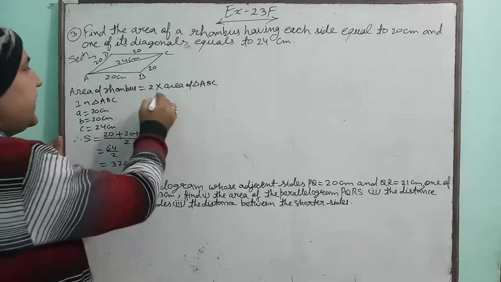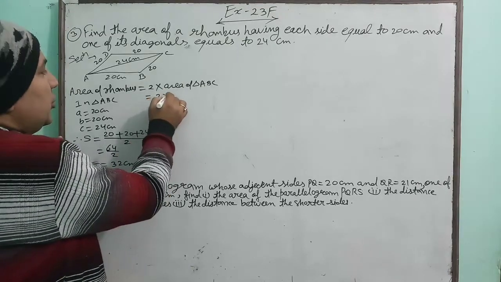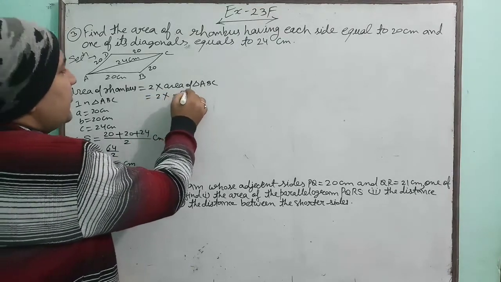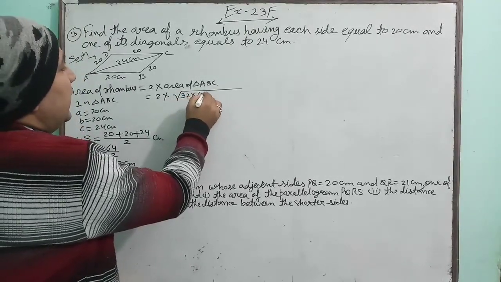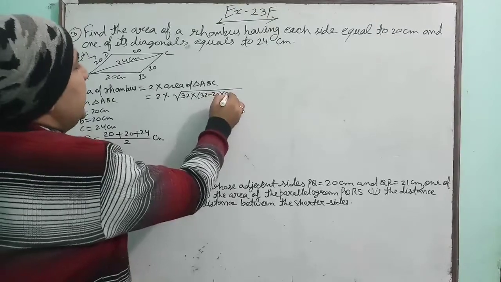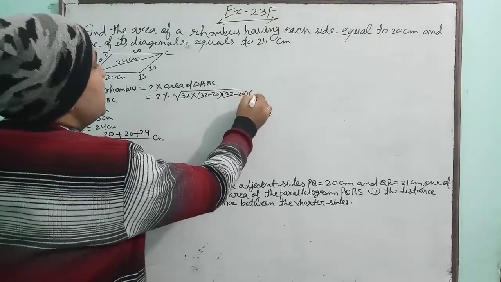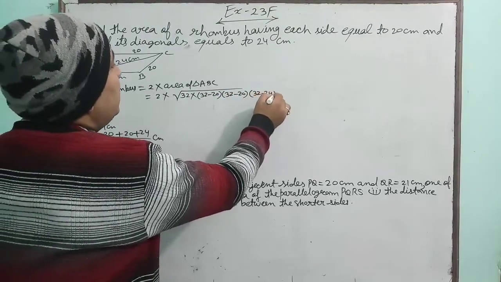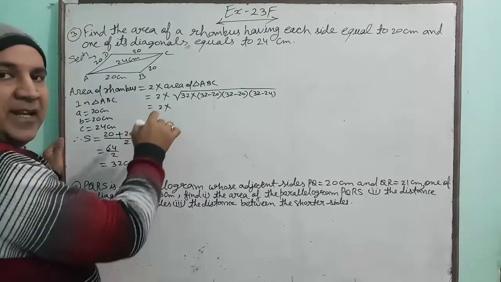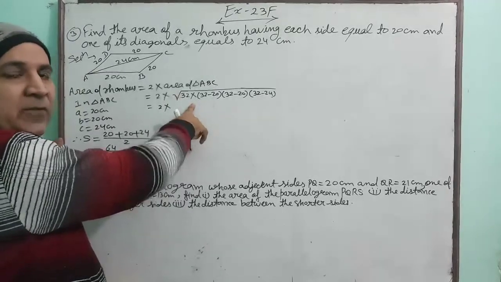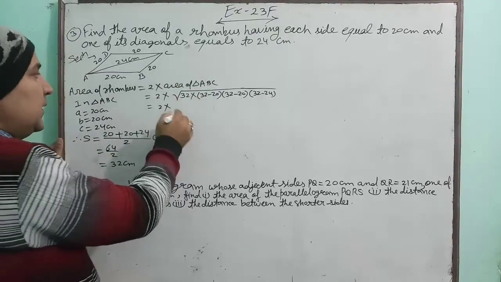Then what will be the area? See, I am doing here. 2 into area of triangle will be square root of S into S minus A into S minus B into S minus C. This is the area formula. Area of a triangle formula is this one if all the three sides are given. Now solve it.